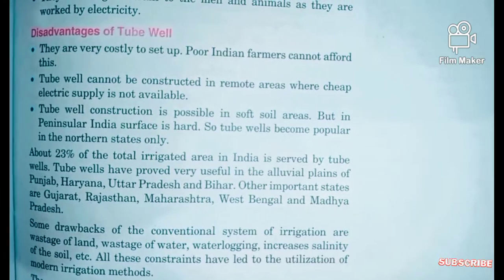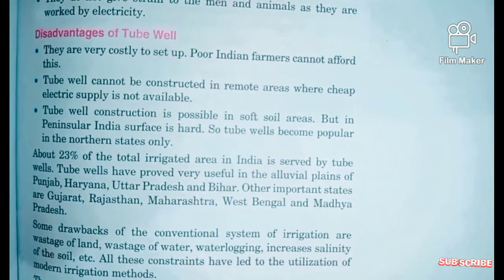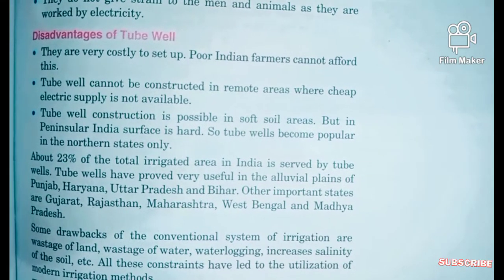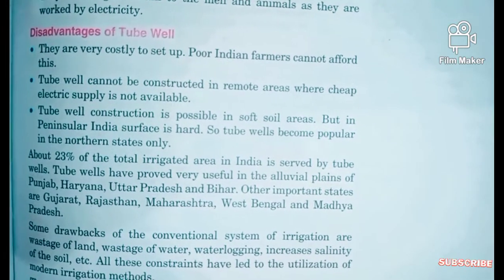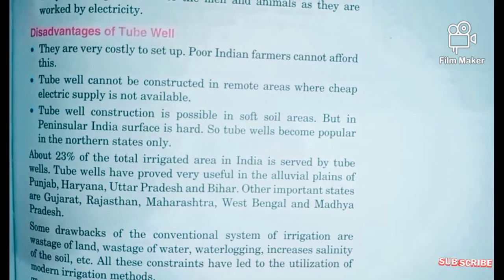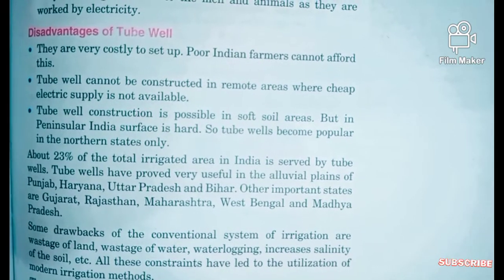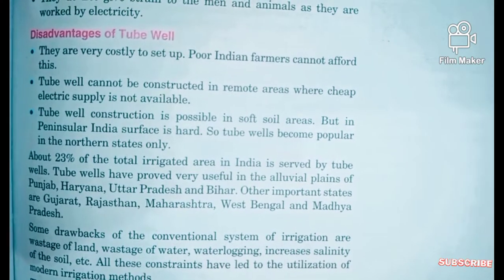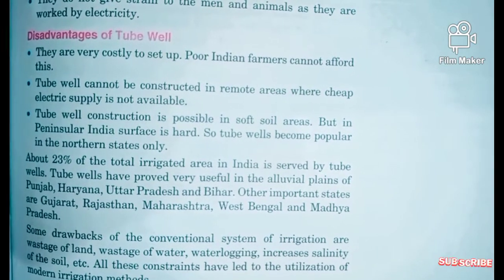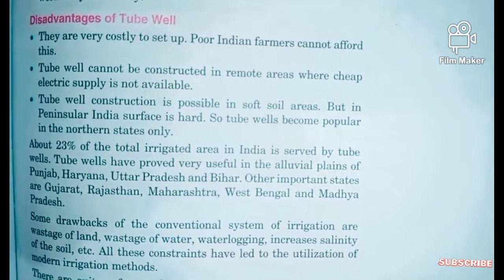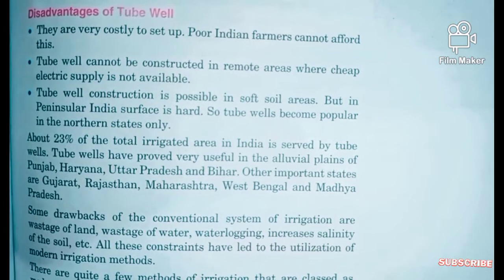Disadvantages: it's very costly because first you need to drill it, and second we need to put a submersible pump in it, so it may be a costly affair for poor farmers, especially in India, who cannot afford it. Especially in remote areas where it is constructed, cheap electricity may not be available, so it can cost the farmers a bit more.